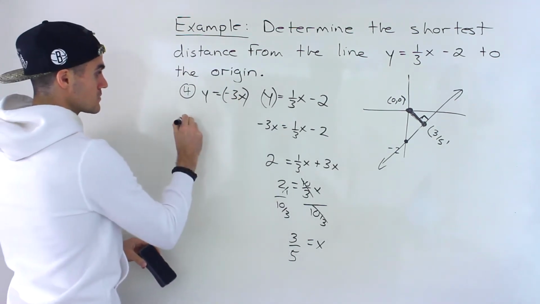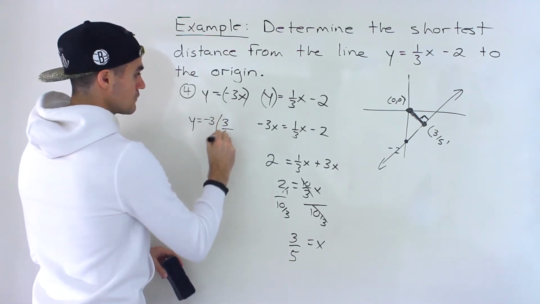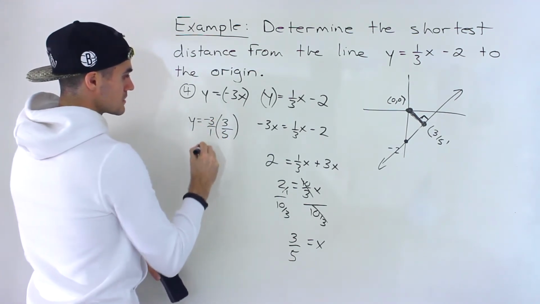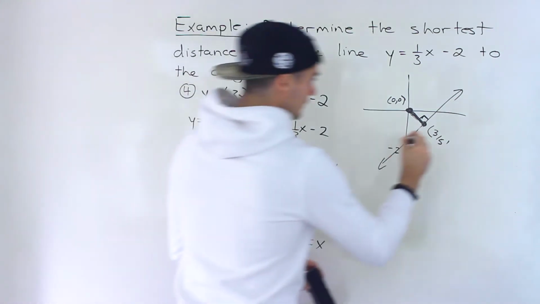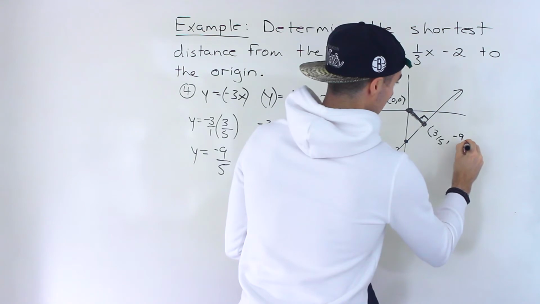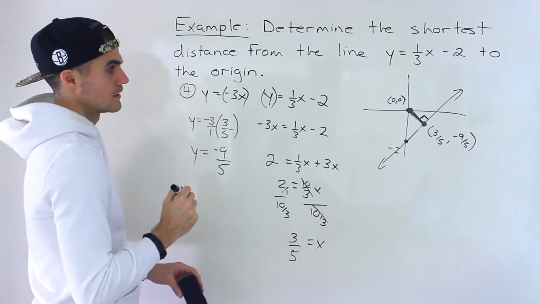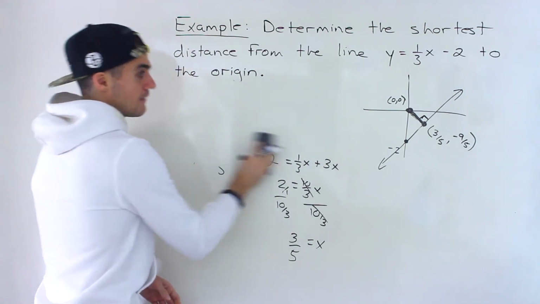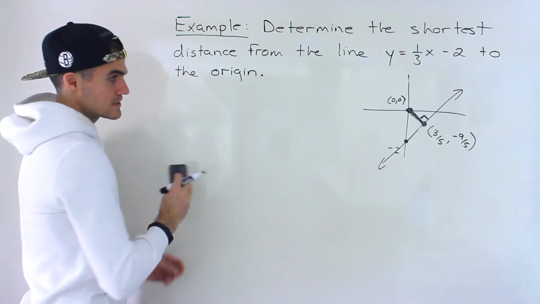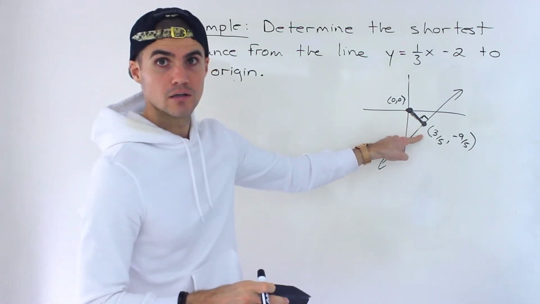I'm going to plug it in for this one, so we'd have y equals negative 3 times 3 over 5, which would give us negative 9 over 5. So the y value would end up equaling negative 9 over 5, like that. So now we have that point of intersection. What's the last step? Well, we've got to find the distance between those two points.